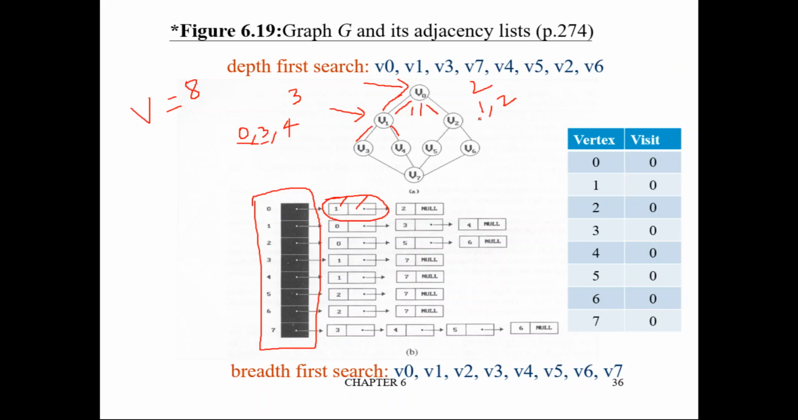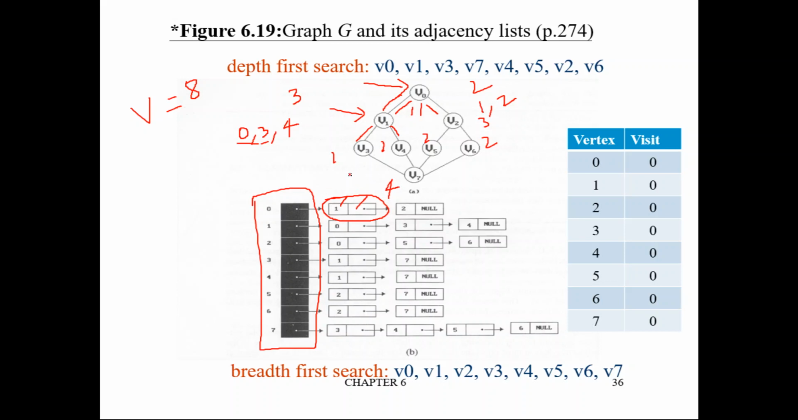Then vertex 2 has how many edges? 3. What are they? 0, 5 and 6. Vertex 3 has how many edges? 2. What are they? 1 and 7. 4 has how many edges? 2. What are they? 1 and 7. 5 has how many edges? 2. What are they? 2 and 7. 6 has how many edges? 2. What are they? 2 and 7. 7 has how many edges? 4. 7 is pointing to how many nodes? 4. What are they? 3, 4, 5, 6.